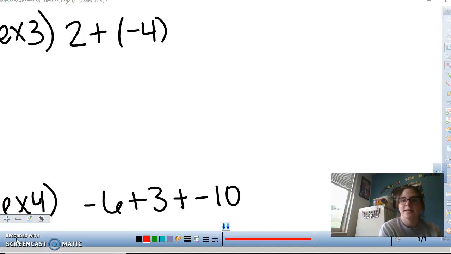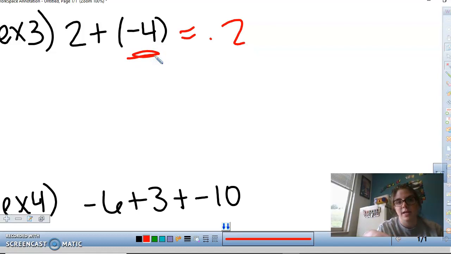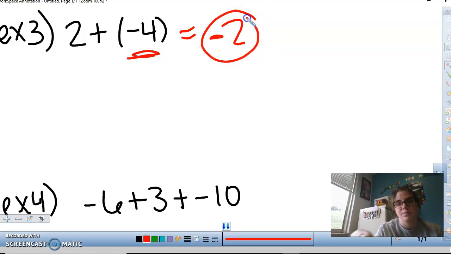Welcome back. So we have -2 plus, or no, sorry, not -2, 2 plus a -4. So I can see that they're different signs, so when they're different signs, I know I'm going to subtract. So 4 minus 2 would be 2, and then since they're different signs, I keep the sign of the bigger number, which is -4, so it's going to be -2.